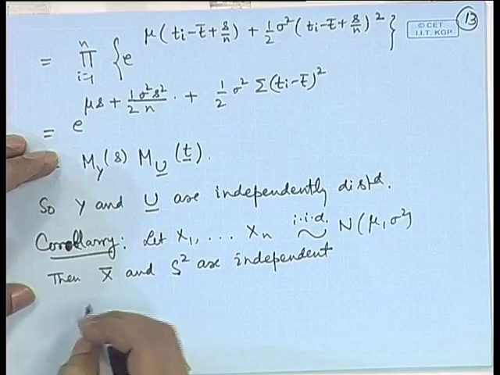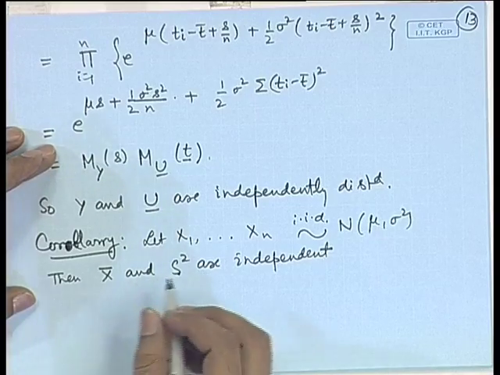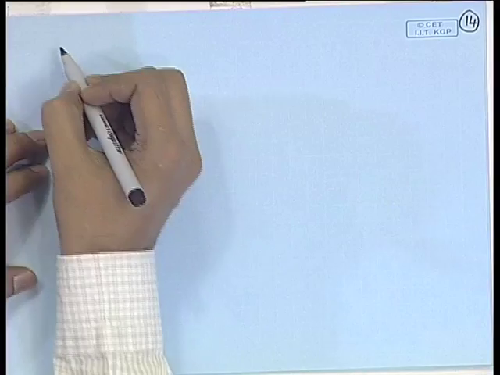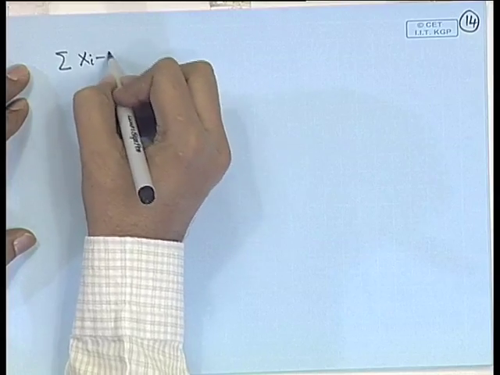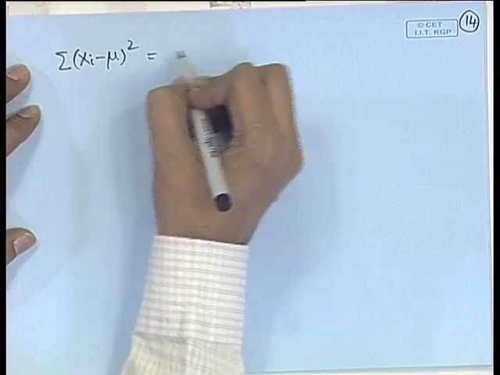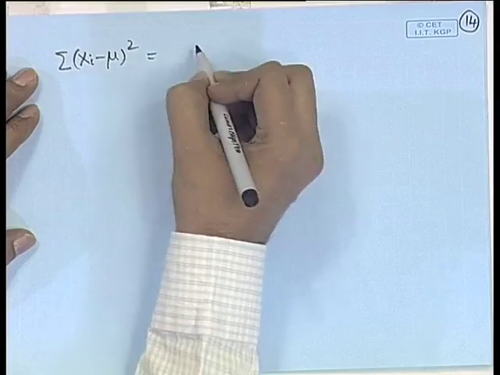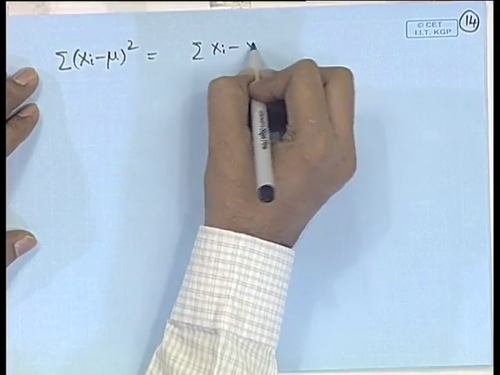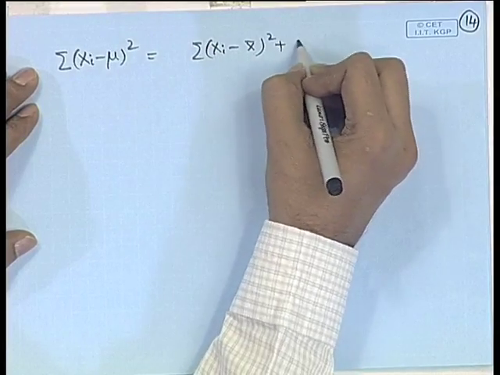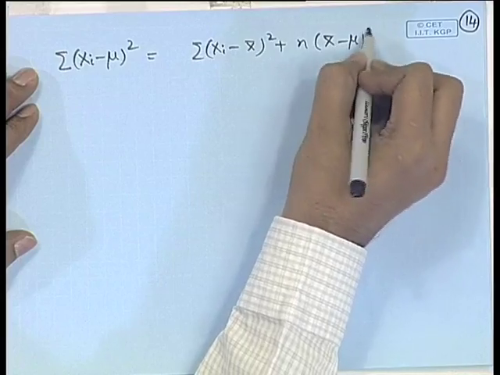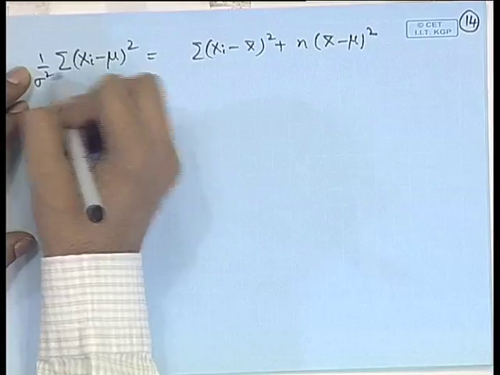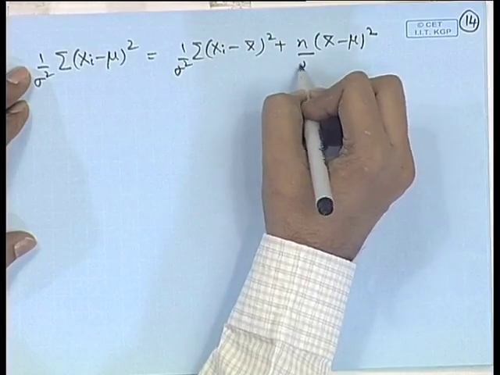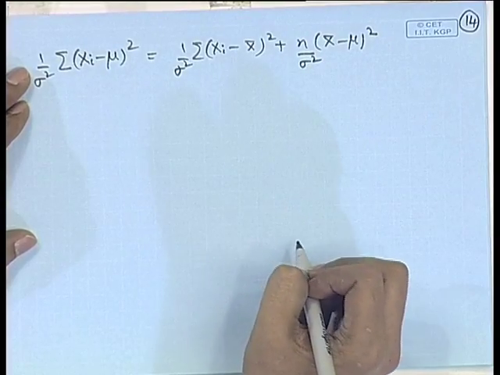Now we look at the following quantities. Consider sigma of x i minus mu square. Here if we add and subtract x bar, this becomes sigma x i minus x bar whole square plus n times x bar minus mu square. If we divide it by sigma square, then we have this relationship.